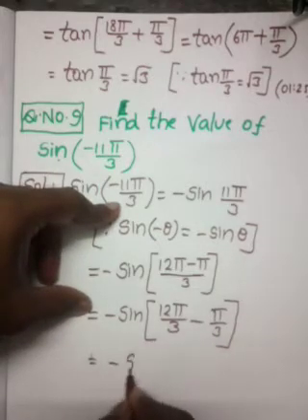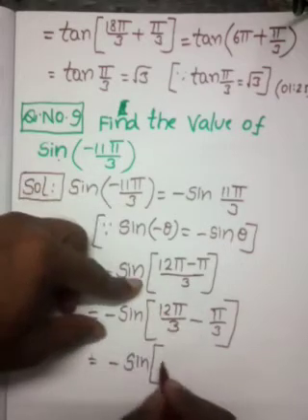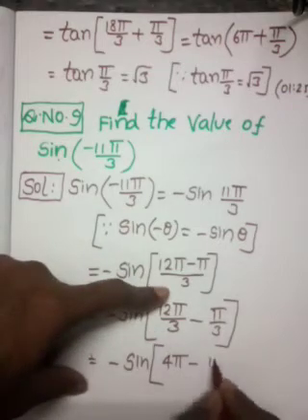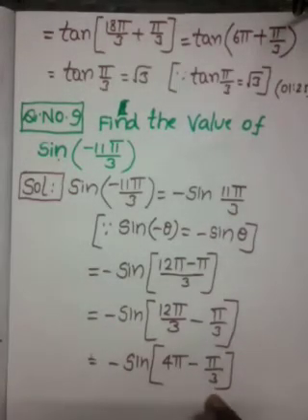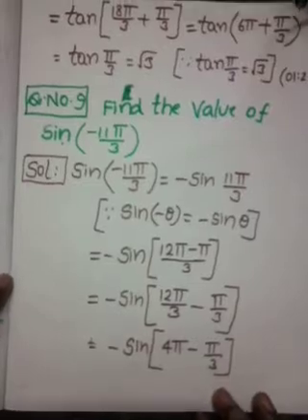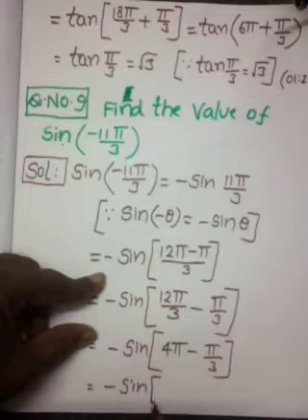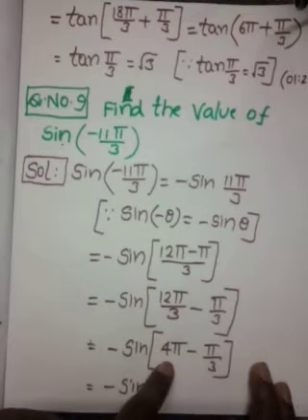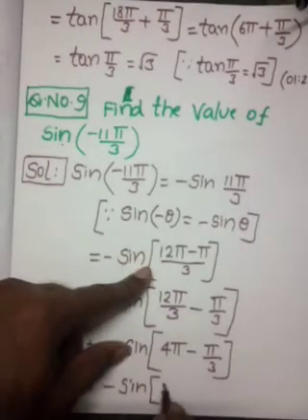Right. Understood this step, my children? Minus sine of, what will you get? 3 1s are 3, 4s are 12, so 4 pi. Understood this first term, my children? Minus pi by 3. I wrote the second term as it is. Understood this part, my children? Right. Minus sine of, if we observe the first term, it is a multiple of 2 pi. So we can remove that first term. We have to consider only the second term. That is, what is the second term here? Minus pi by 3.